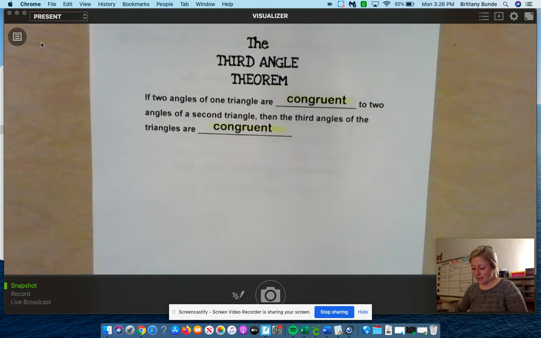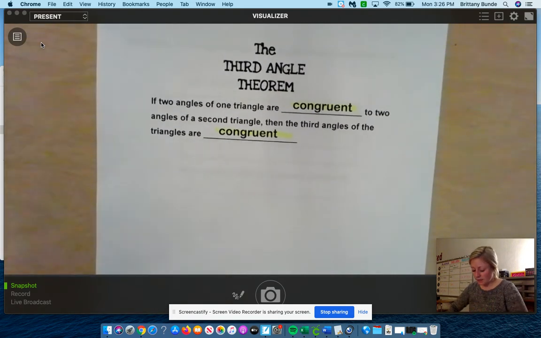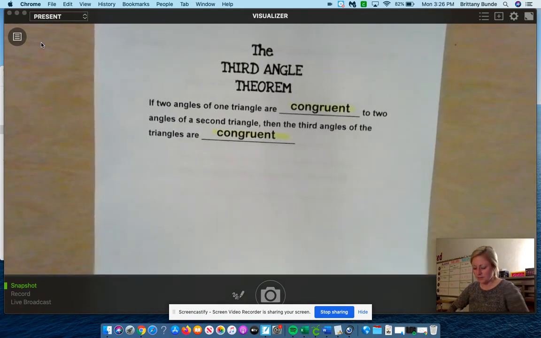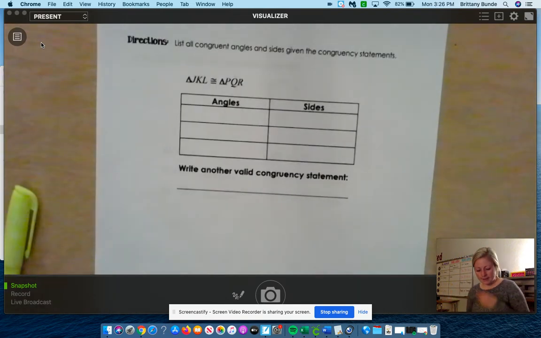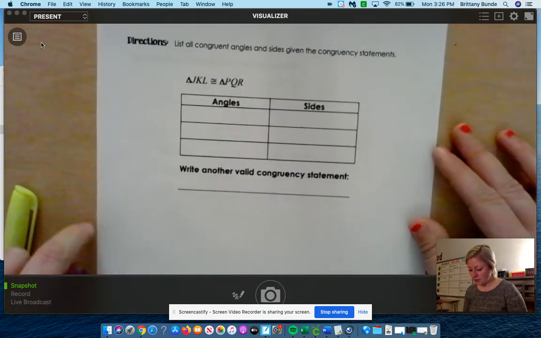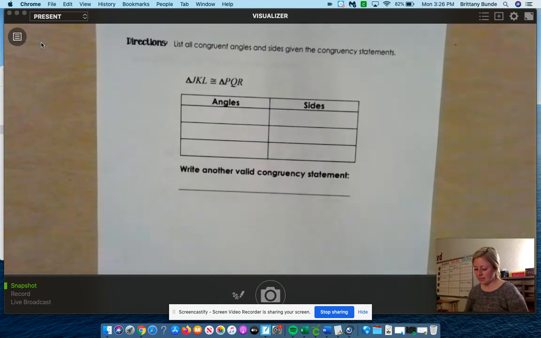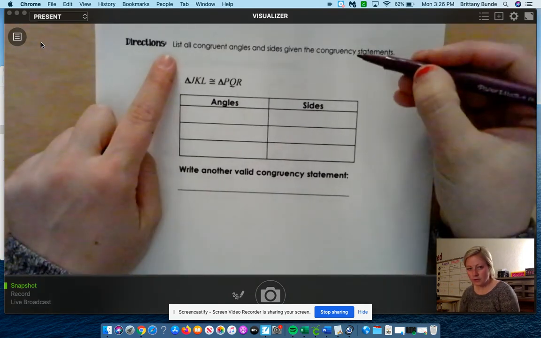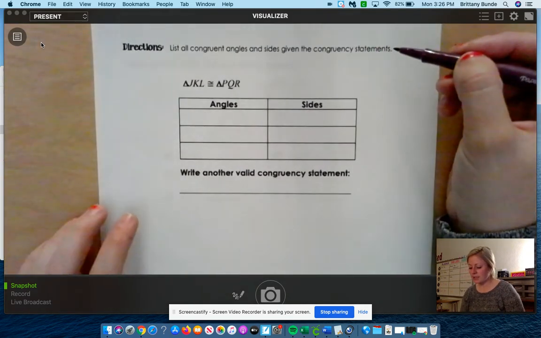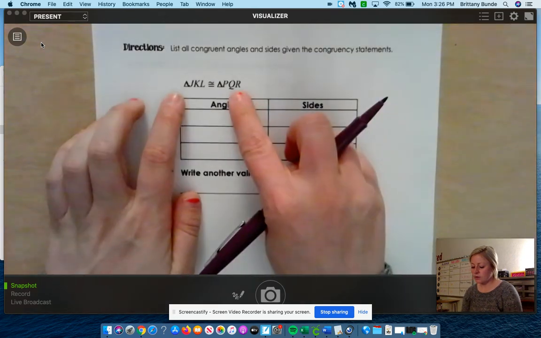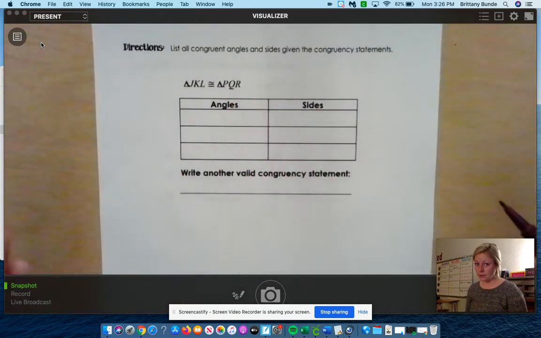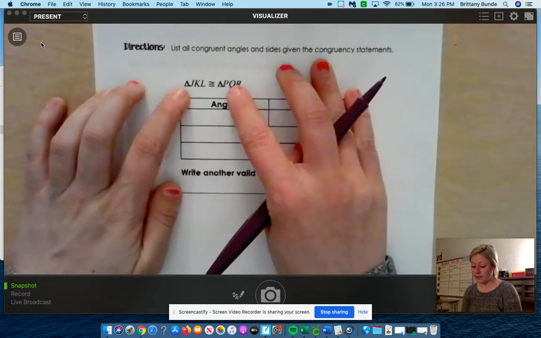You guys kind of sick of me talking at you? Because I feel like we haven't done any math yet, and I'm sorry. It's just a lot of theorems. But here we go. We finally get some actual problems that we can do. It says, list all congruent angles and sides given the congruency statement. So you could draw yourself a picture if that helps you, but you really don't need to because look, guys, this is our key.